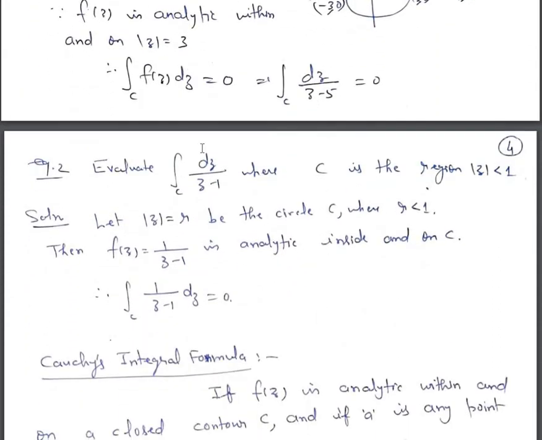Let us take one more example of this type. Evaluate integral over C 1 upon z minus 1 dz, where C is the region |z| < 1. Suppose that |z| = r is the circle C, where r is strictly less than 1. Then you can see that f(z) = 1 upon z minus 1 is not analytic at z = 1, but otherwise it is analytic at every point. So, f(z) = 1 upon z minus 1 is analytic inside and on C, where C is the region |z| < 1. Therefore, by Cauchy's theorem, integral over C 1 upon z minus 1 dz is equal to 0.